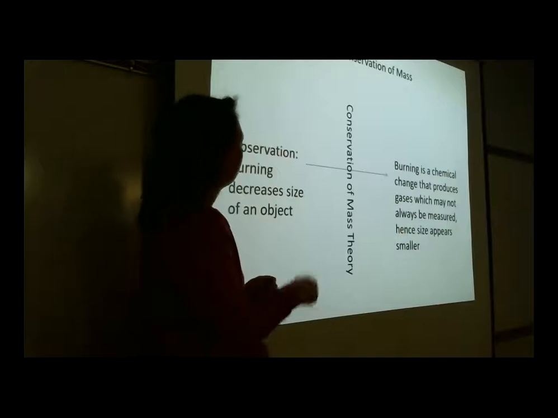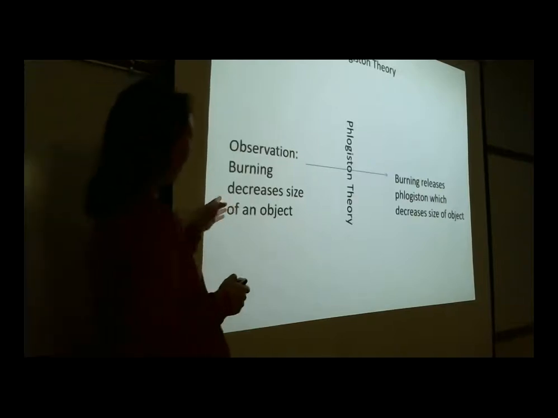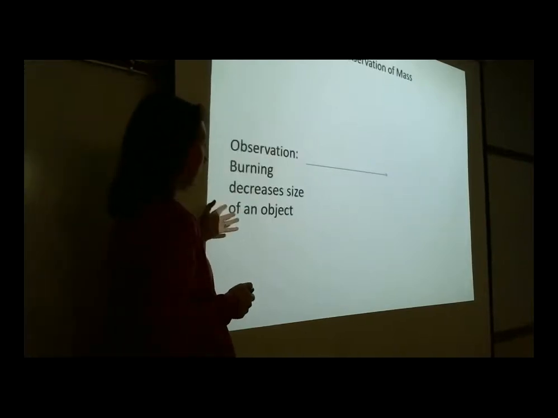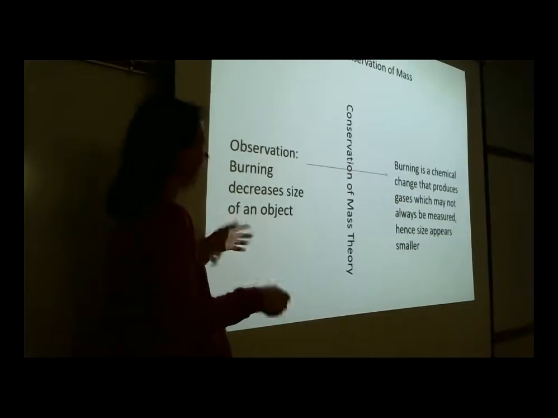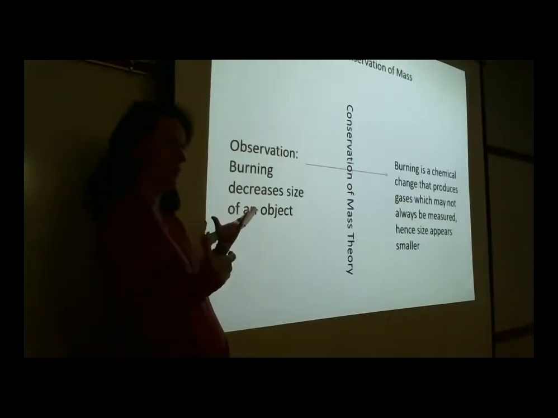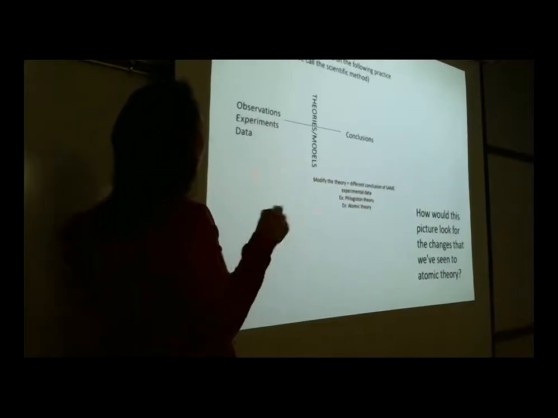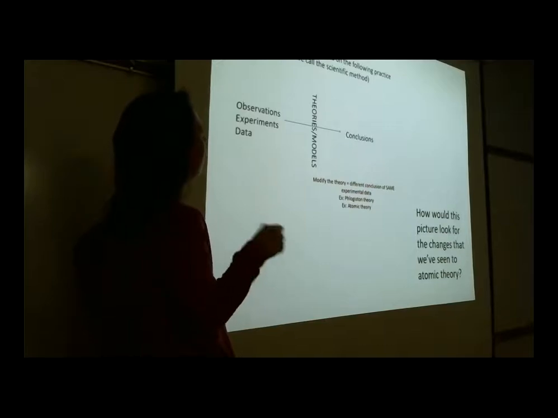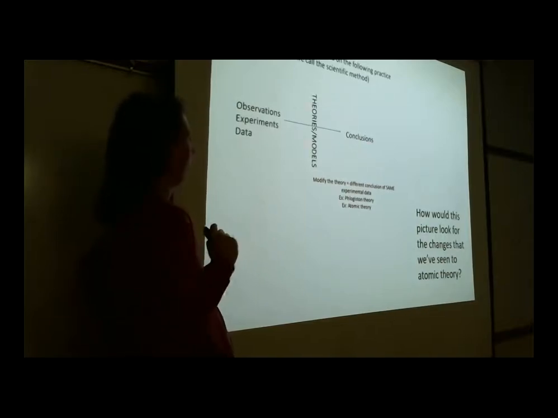That was looking through the lens of conservation of mass, right? That was what Lavoisier's work was. Notice it was the same observation. Burning decreases the size. Different lens gave different outcome of the same data. Do you see where I'm going with this, right? So, the scientific enterprise, this is what we call the scientific method, right? And these conclusions are leading us to continue testing our theory and our model, right?